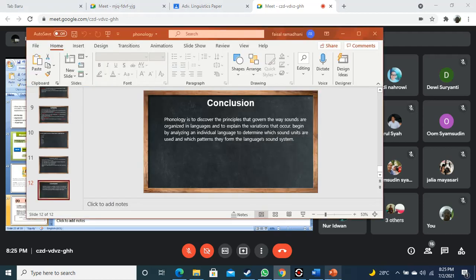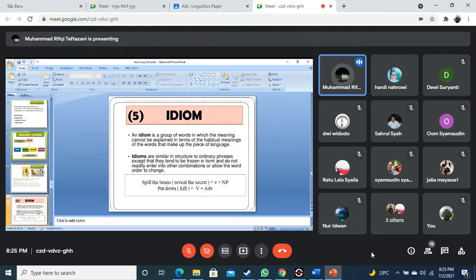Yeah, for example, here we can see, yeah, the form of verb and noun phrase. Spill the beans. Yeah, spill the beans means reveal the secret. And the form of this idiom is verb plus noun phrase. Yeah. So the second example is put down. Yeah, put down is from the form verb plus adverb, and it means kill. Yeah. So you can see on the web or anything. There are a lot of idioms on the internet.